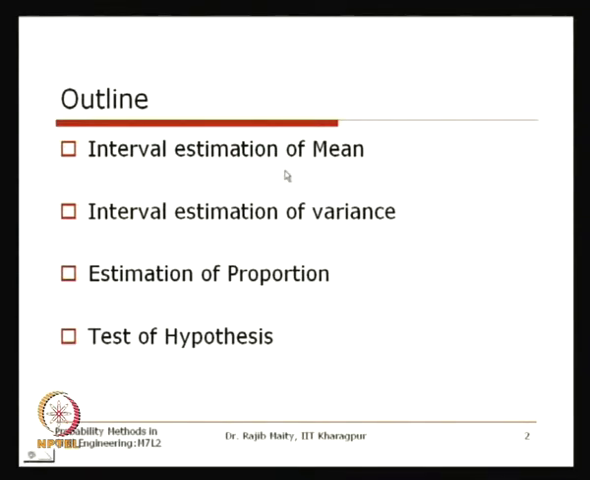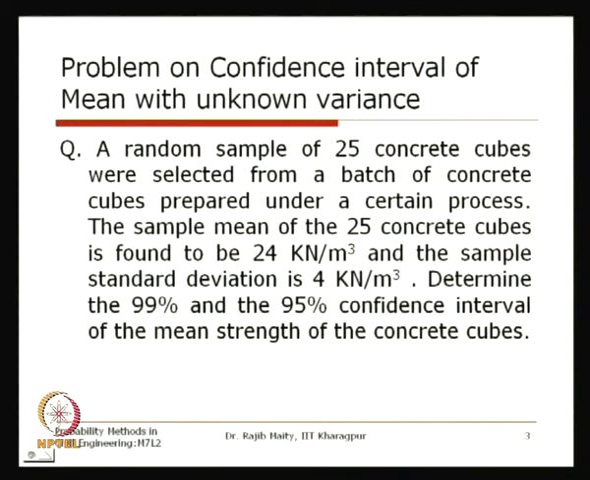To start with, we will take the interval estimation of the mean, basically one problem where the standard deviation for the population is not known. A random sample of 25 concrete cubes were selected from a batch of concrete cubes prepared under a certain process. The sample mean of 25 concrete cubes is found to be 24 kilonewton per meter cube, and the sample standard deviation is 4 kilonewton per meter cube. Determine the 99% and 95% confidence interval of the mean strength of this concrete cube.